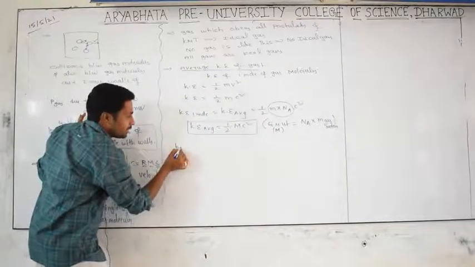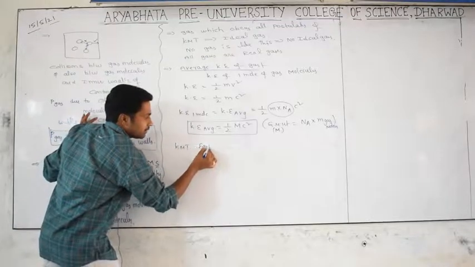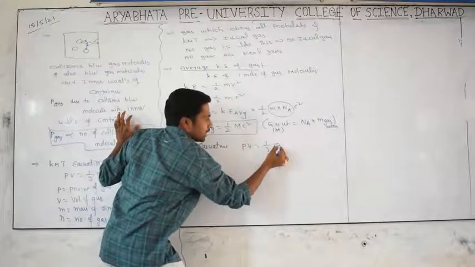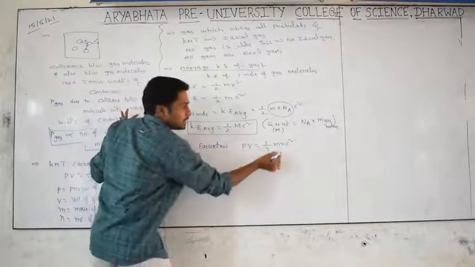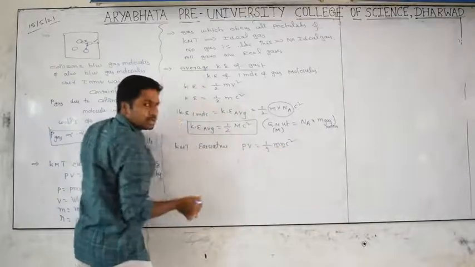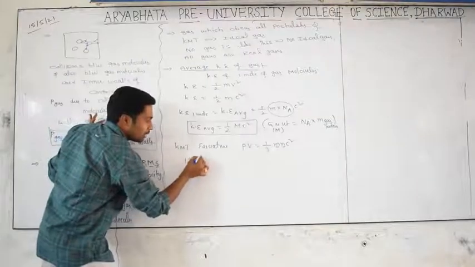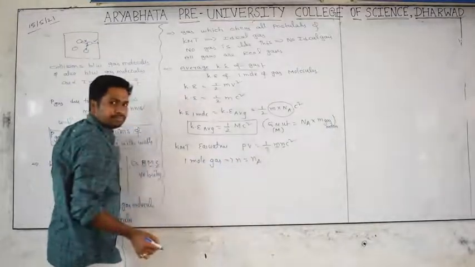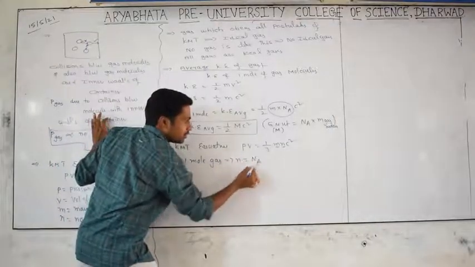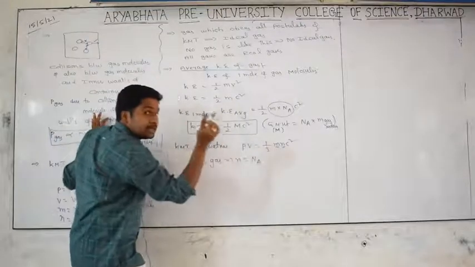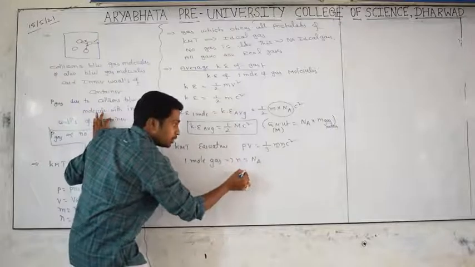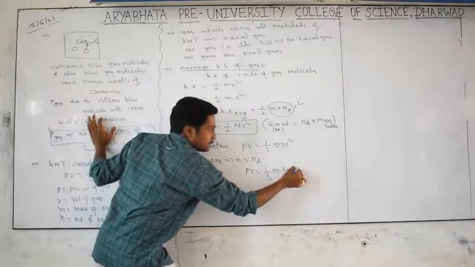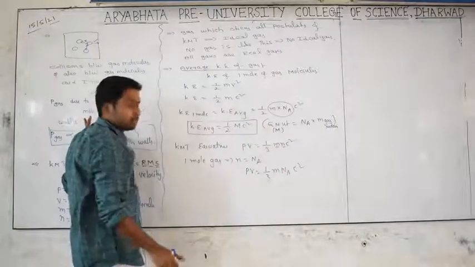Take the KMT equation, kinetic molecular theory equation. What is that? PV is equal to 1/3 m n c square. This is n, the number of molecules, into mass. But I am taking 1 mole. 1 mole of gas means n is equal to Avogadro number. Here m means the single gas molecule mass. Then Avogadro number of molecules' mass, what are you getting? PV is equal to 1/3 m into Na into c square. m into Na is nothing but molecular mass.